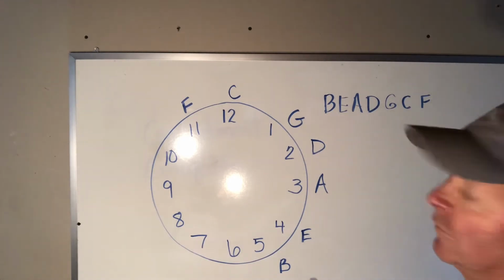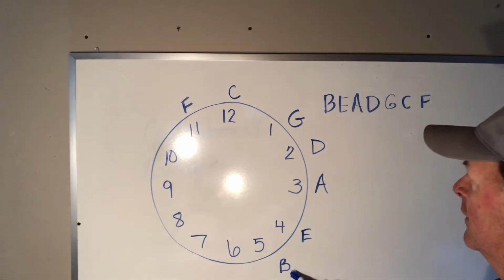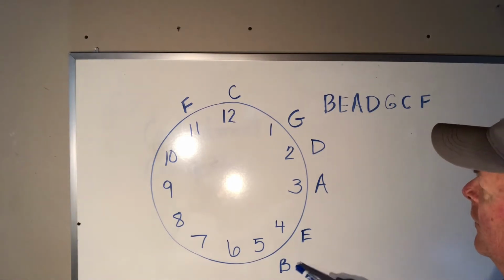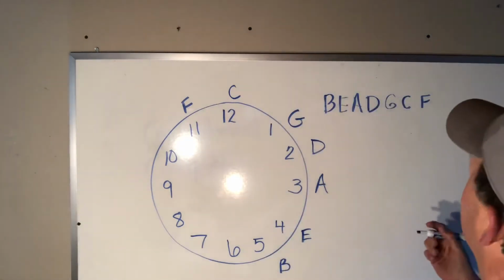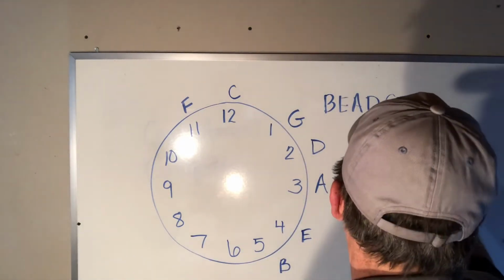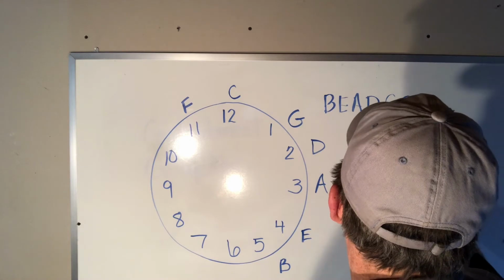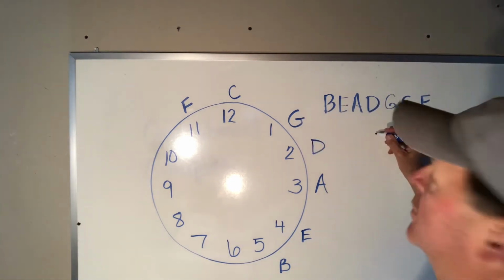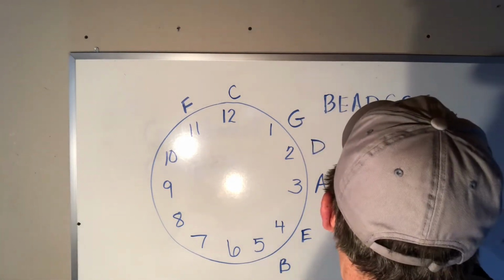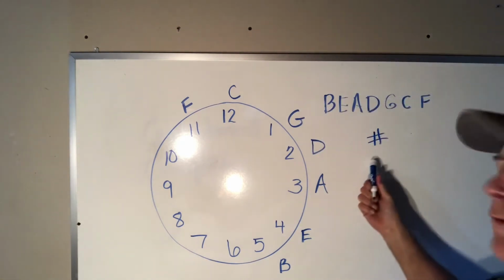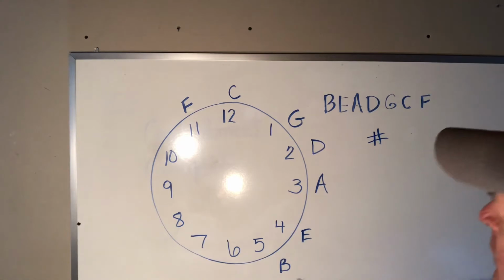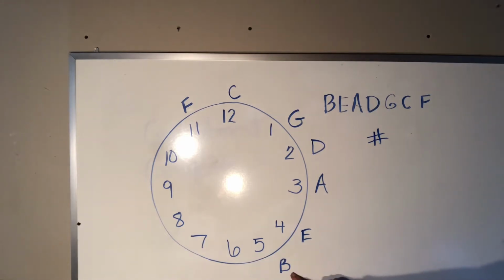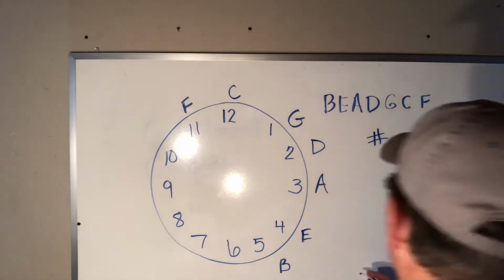So now that we have this in place, this is going to tell us how many sharps we have. This is going to tell us the number of sharps. And we use sharp with a sharp sign. It's like a tic-tac-toe sign. So now we see that the key of B has 5 sharps.